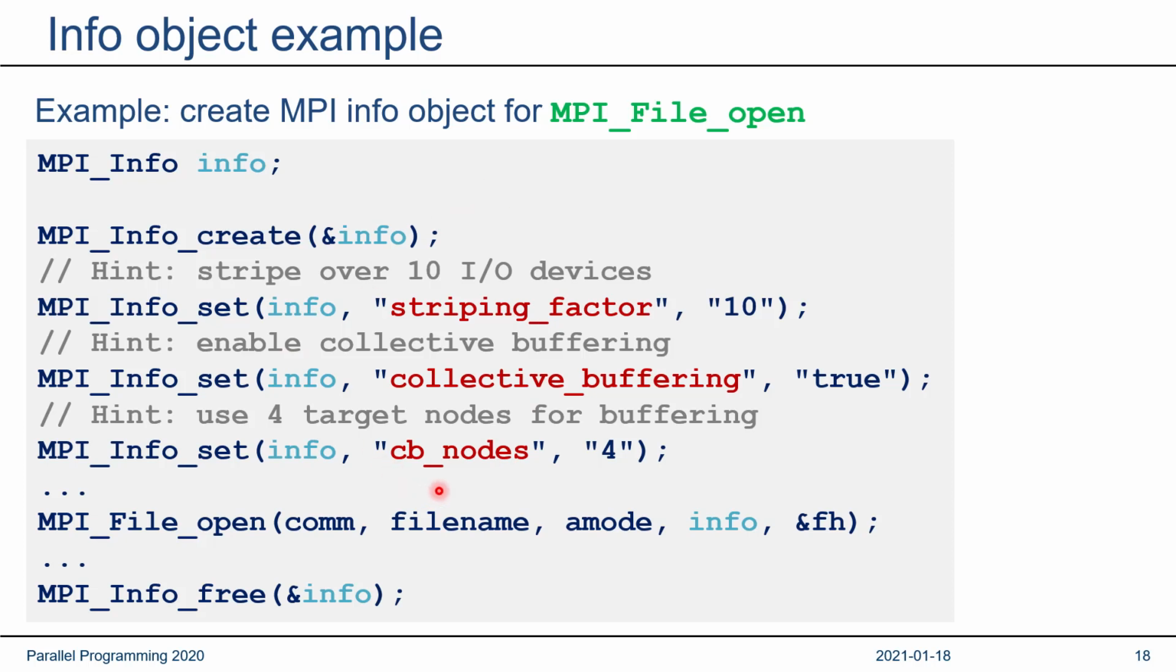And then the MPI file open call is the place where the info object is actually used to convey this information to the MPI implementation. So I'm calling MPI file open with this info object. Again, if I don't want to provide this information, I can just write MPI info null. At the end, I can call MPI info free if I want to free the space associated with this info object.